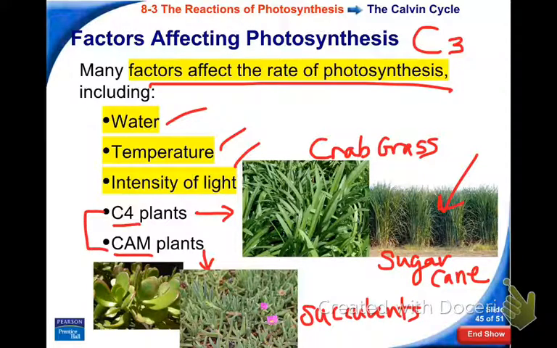C3, C4, and CAM plants. C4 and CAM plants will not be on your test, just the C3, okay?